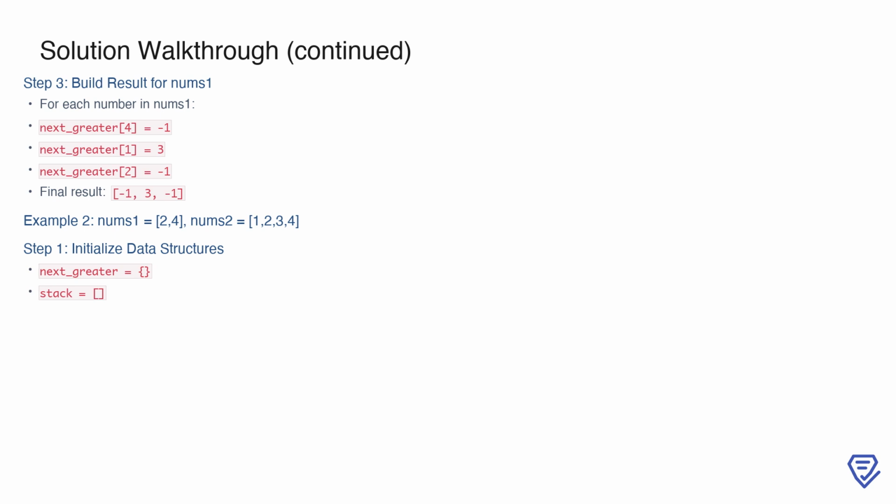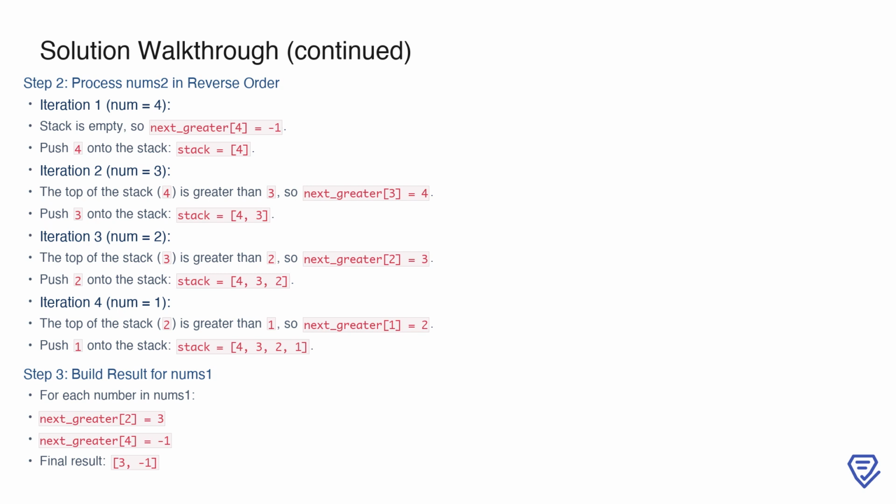Now let's move to the second example, where nums1 is [2, 4] and nums2 is [1, 2, 3, 4]. We start by reinitializing our data structures. The next_greater dictionary is reset to empty, and the stack is cleared. These will help us as we process nums2 in reverse order again. In this second example, we process nums2 in reverse order to determine the next greater elements.